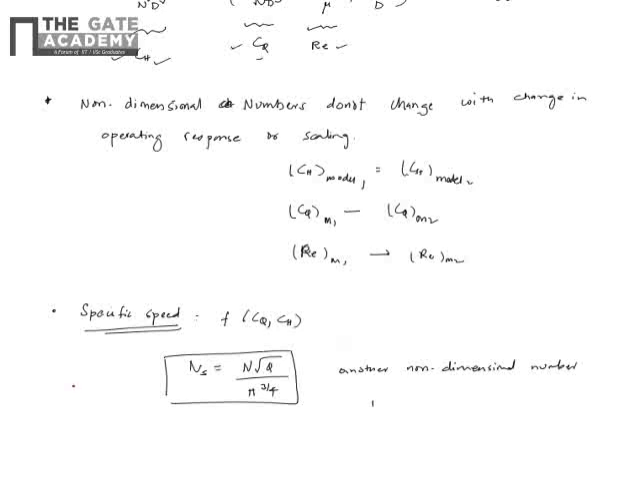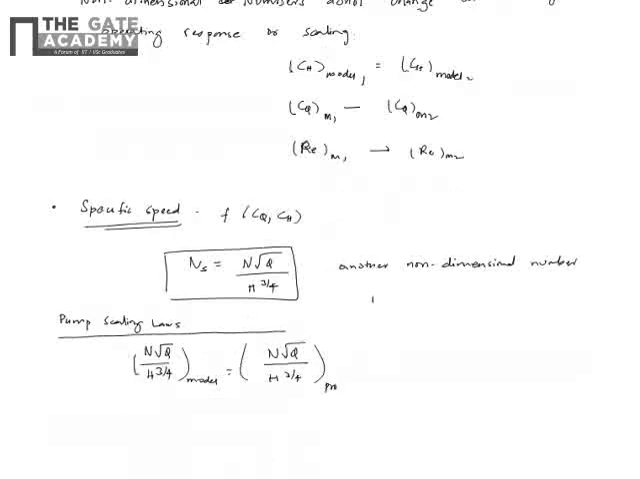So now I list out all the pump scaling laws, so that all your scaling problems, or your change in operating response, you can use these three, combine these three and solve everything. So N root Q by H^(3/4) is going to be the same between model and prototype. Prototype is your actual, model is scaled, or you can say between model 1 and model 2. So this is one of the pump scaling laws.